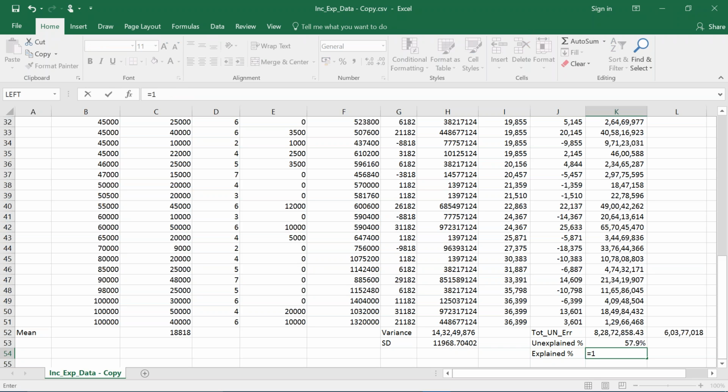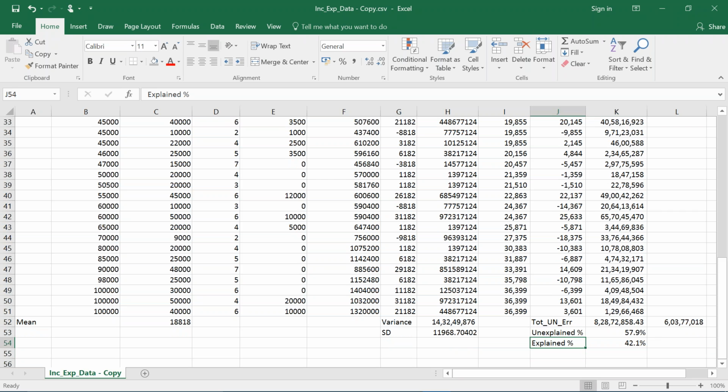Is 1 minus this. By using income information, I have been able to estimate expenses of many households correctly to some extent. So what it says is 42% of the expense I have been able to explain using income information, and this explained variance is called R squared, coefficient of determination, because you are able to determine.